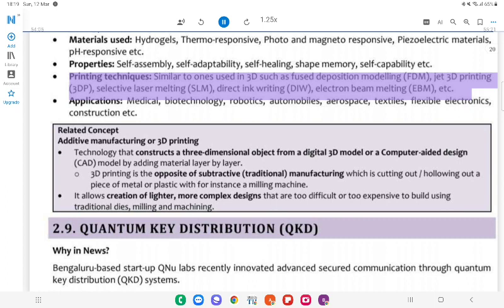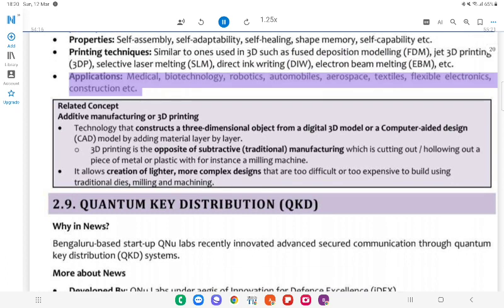Printing techniques are similar to ones used in 3D printing, such as fused deposition modeling, FDM, jet 3D printing, 3DP, selective laser melting, SLM, direct ink writing, DIW, electron beam melting, EBM, etc. Applications: medical, biotechnology, robotics, automobiles, aerospace, textiles, flexible electronics, construction, etc.